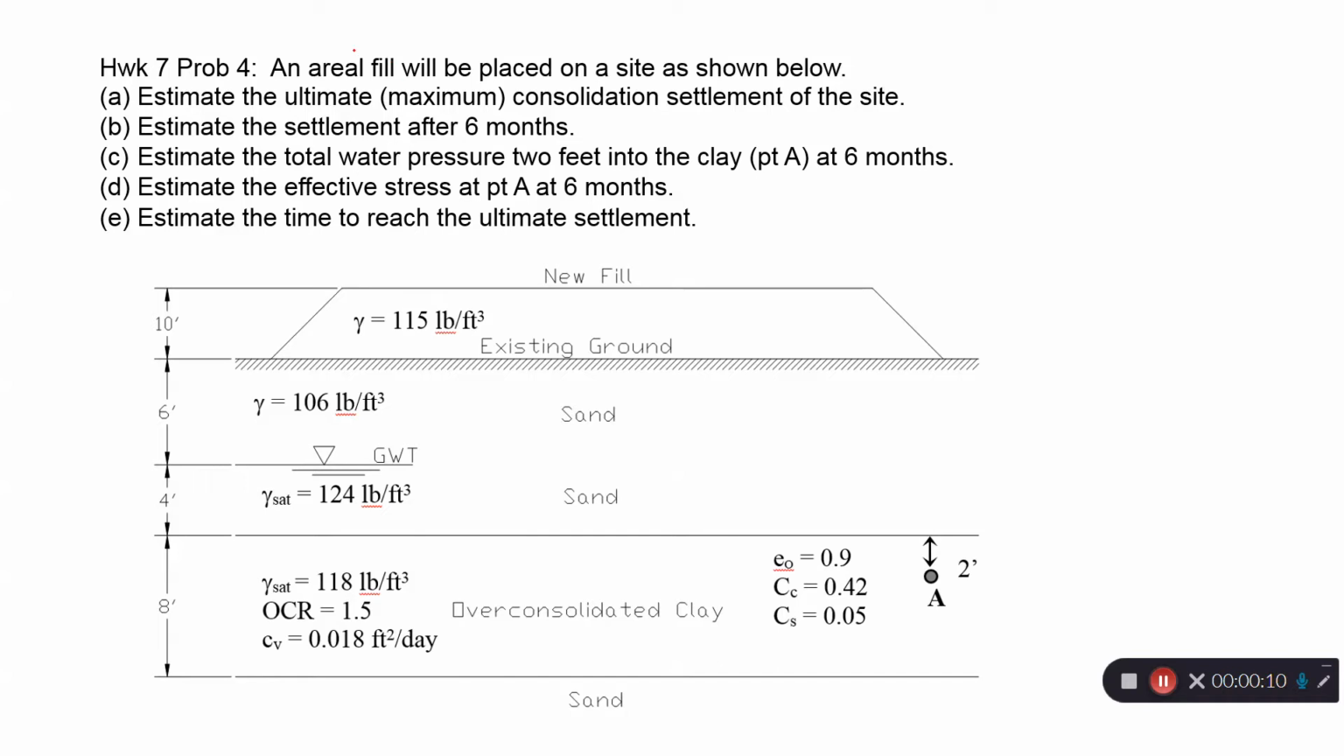Okay, so in this problem it says an aerial field will be placed on the site. Estimate the ultimate consolidation settlement of the site, and then estimate settlement after 6 months, so that's a time rate problem. Estimate the total water pressure at the point A, 2 feet below the sand clay boundary, and then estimate the effective stress at the same point and estimate the time to reach the ultimate settlement. Alright, let's get started.